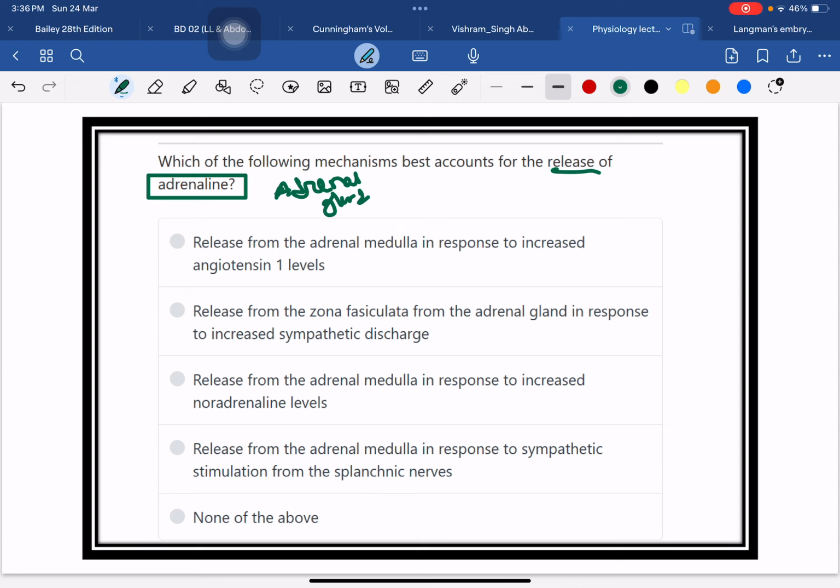Here are the options: release from the adrenal medulla in response to increased angiotensin 1 level; release from the zona fasciculata; release from the adrenal medulla in response to increased NE level, that means the noradrenaline or norepinephrine level; release from the adrenal medulla in response to sympathetic stimulation from the splenic nerve.